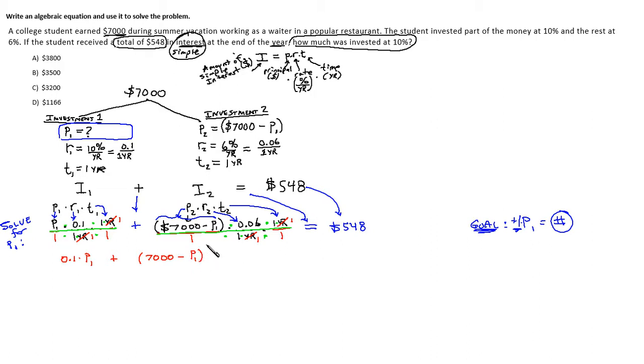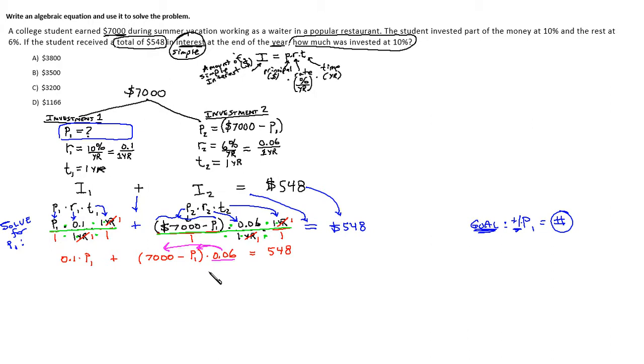What we have left on this right term is 7,000 minus P1 times 0.06. Everything else is a 1. Over 1 goes away. Equals, I'm going to also eliminate the dollar sign from the right side. Now we have a set of parentheses. And how do we remove parentheses? We remove them by distributing. So we're going to distribute this 0.06 to each of these two terms.